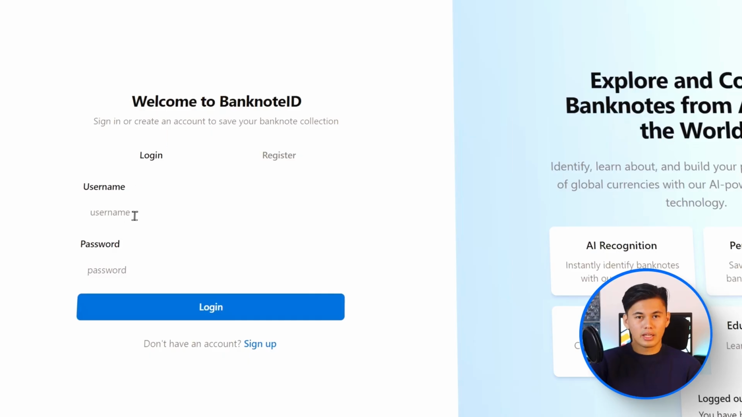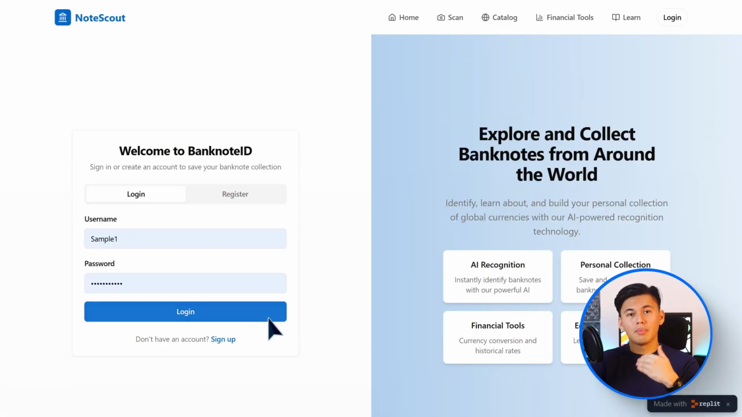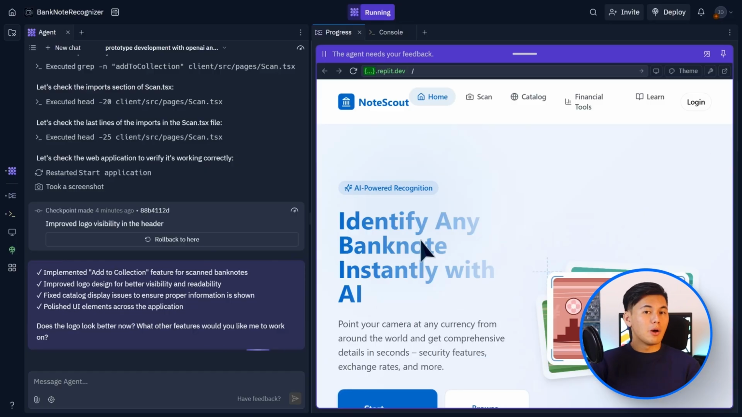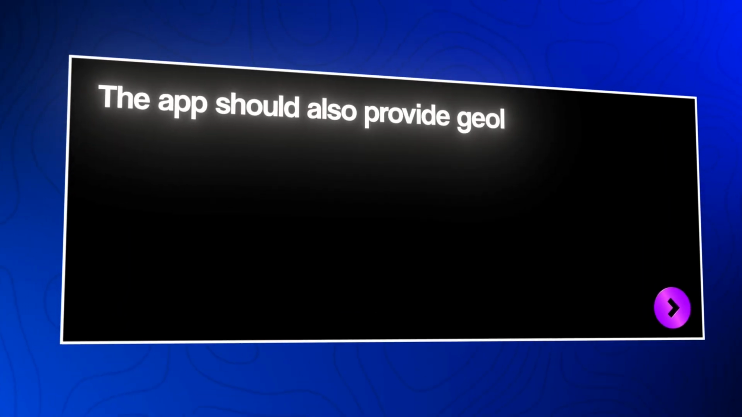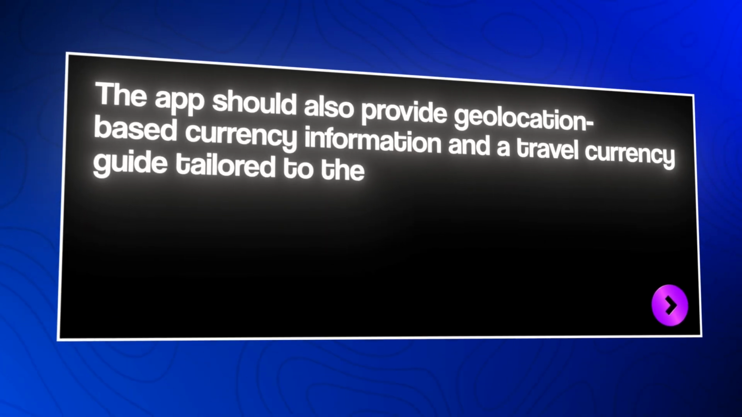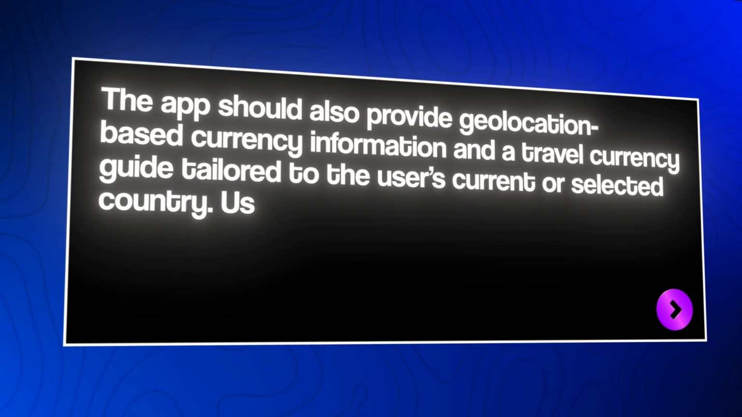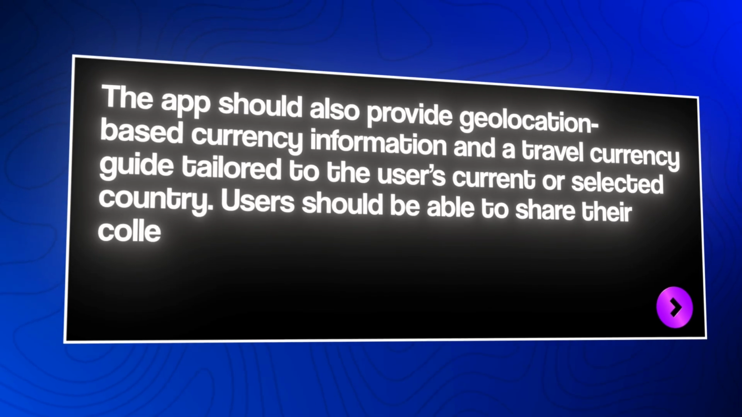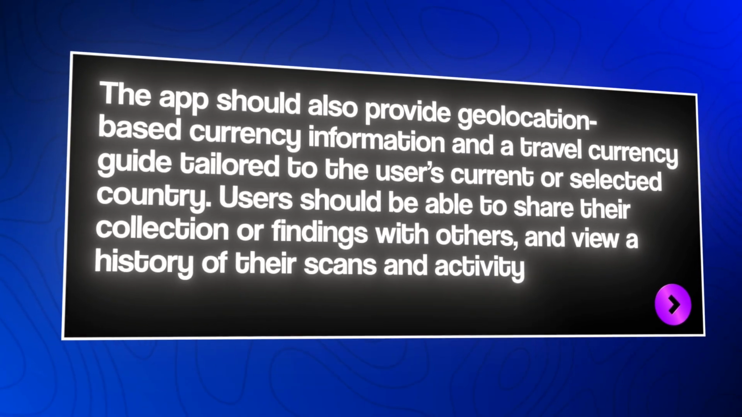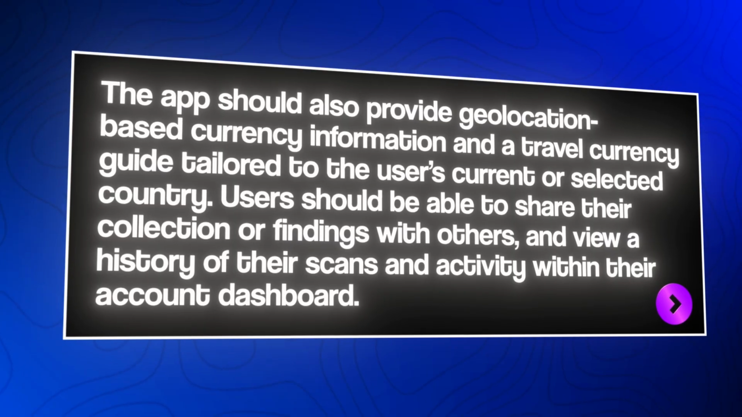To test the login again, enter the same username and password. The system responds with login successful. Now back in Replit, we'll add another prompt. The app should also provide geolocation-based currency information and a travel currency guide tailored to the user's current or selected country. Users should be able to share their collection or findings with others and view a history of their scans and activity within their account dashboard.